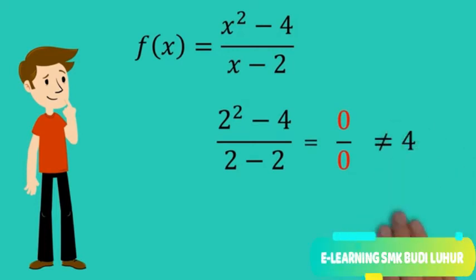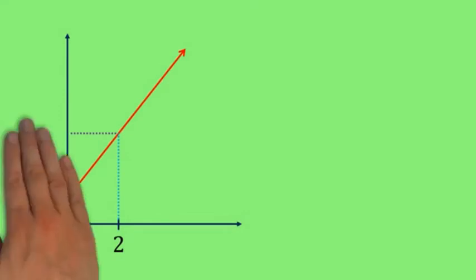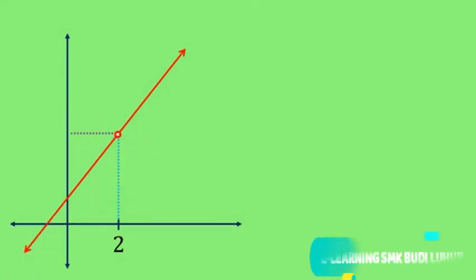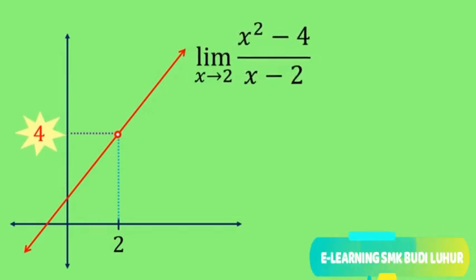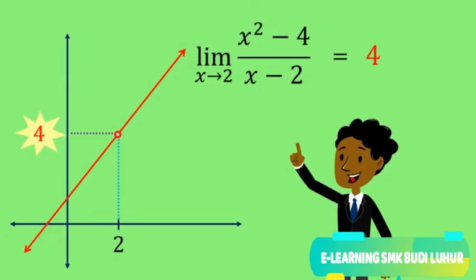This shows that the function doesn't actually ever get to 4. In fact, a quick look at the graph shows a hole right where 4 is. Despite the hole, the behavior of the function leading up to it is the same. Since the behavior is the same, we still say that the limit of the function as x approaches 2 is 4, even though it never actually gets there.